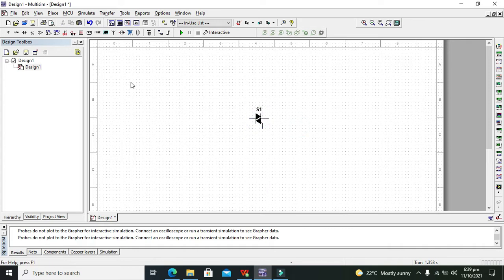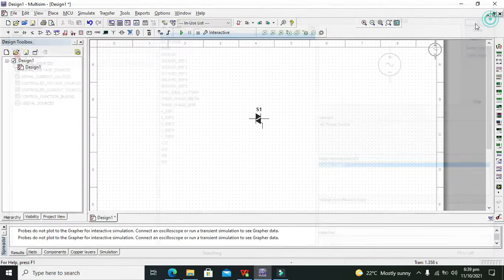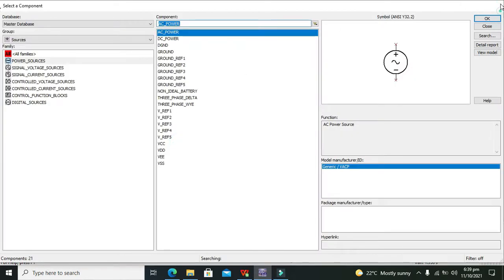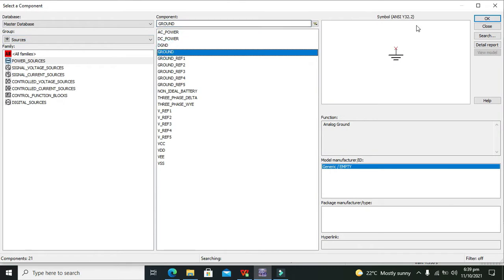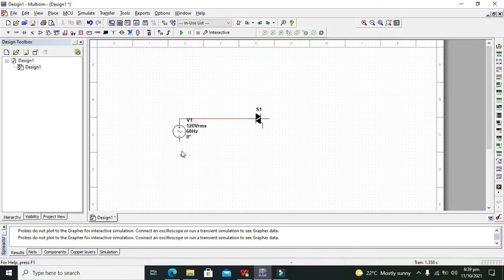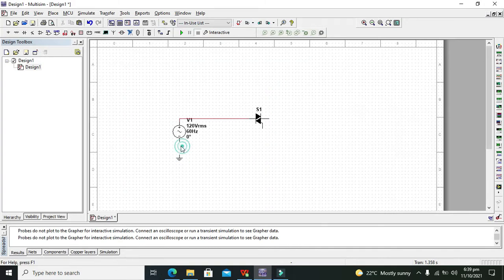Okay, wait and see how we can do it. First, we will take AC power, AC power with the Triac, and then we need to take our ground. Now connect the ground with the AC supply.